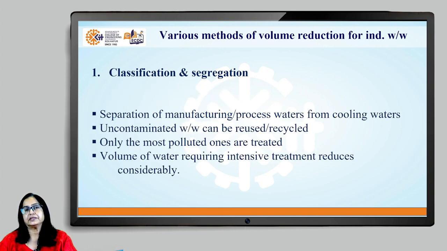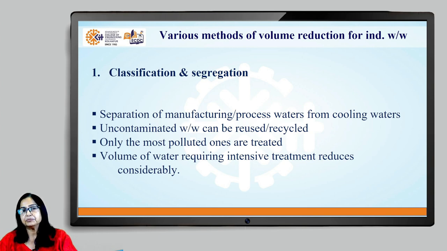Okay. So the first method is classification and segregation of what? Obviously of sources of wastewater. So there are multiple sources of wastewater. Separation of manufacturing or process wastewater from wastewater arising from utility purposes. Then the process water is contaminated and requires extensive treatment, whereas wastewater from utility is normally not much contaminated, or sometimes not at all contaminated, and it has higher potential for reuse and recycling.